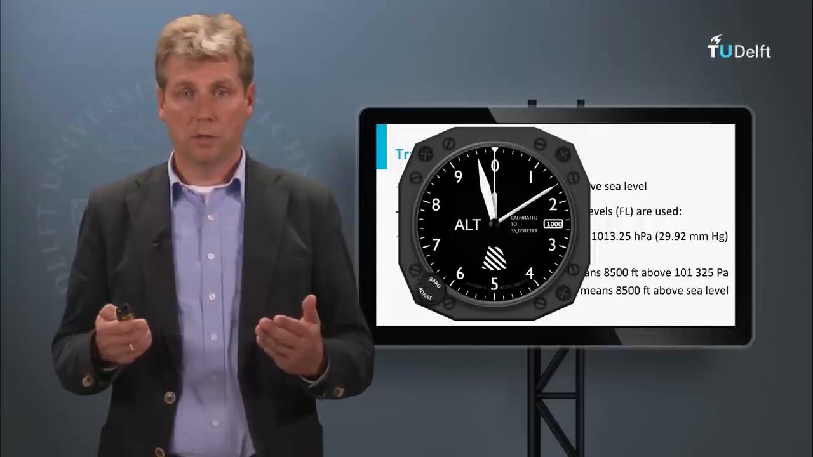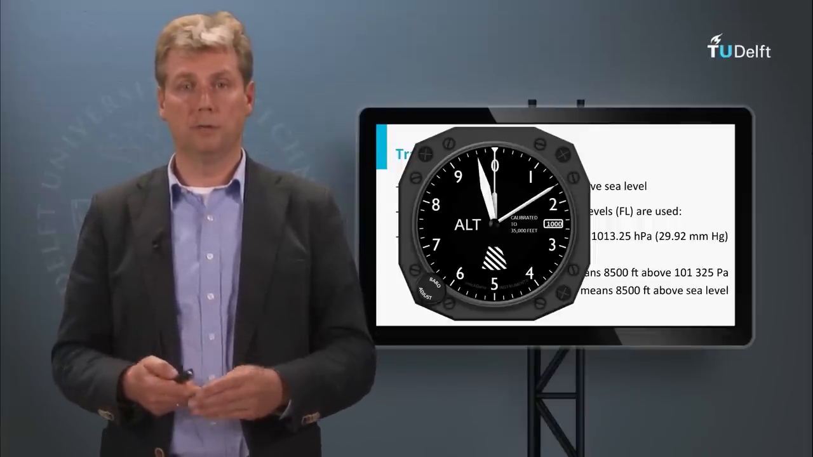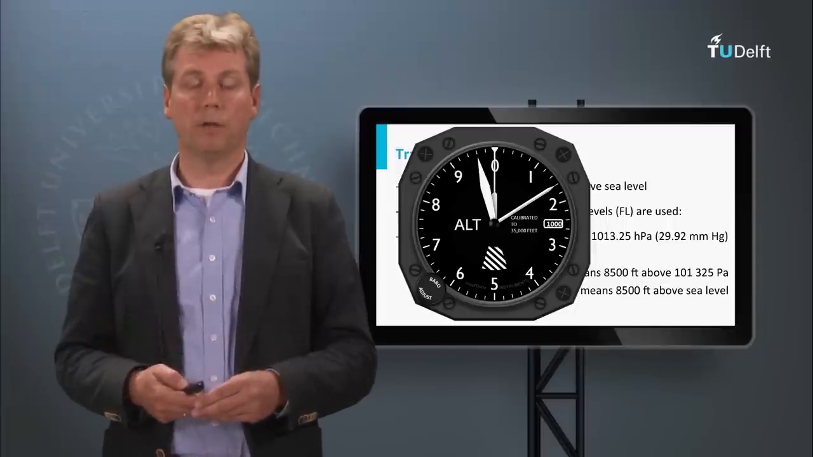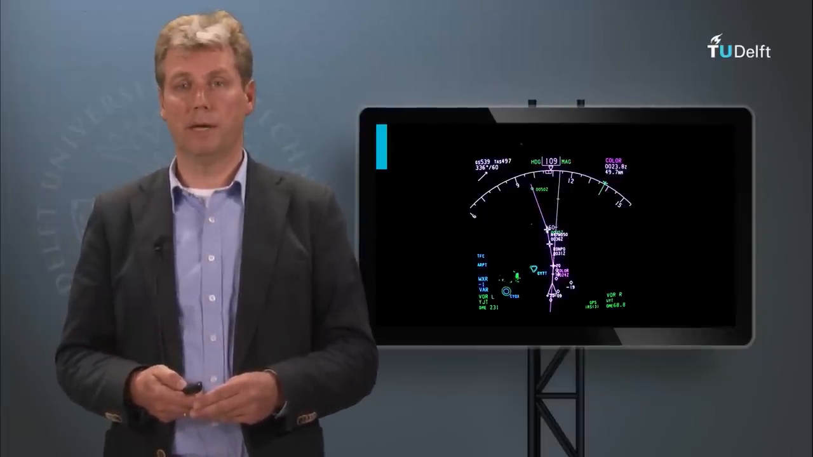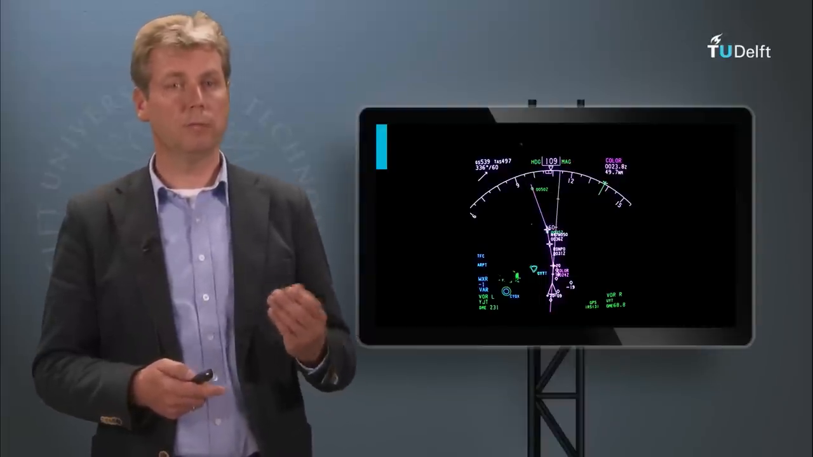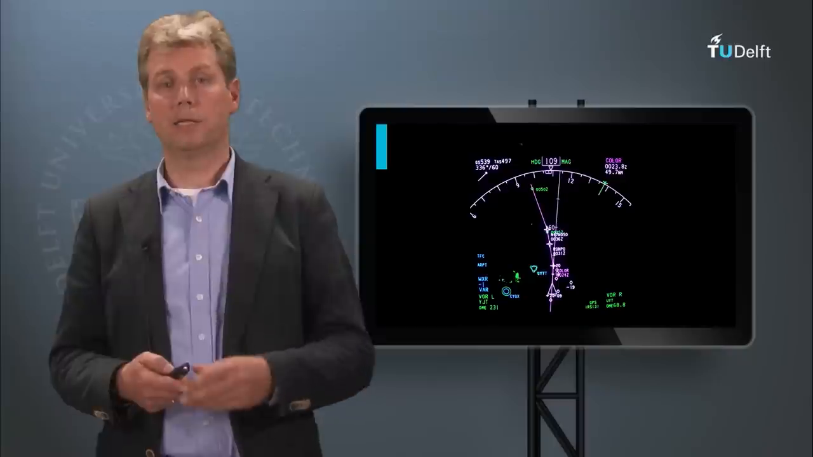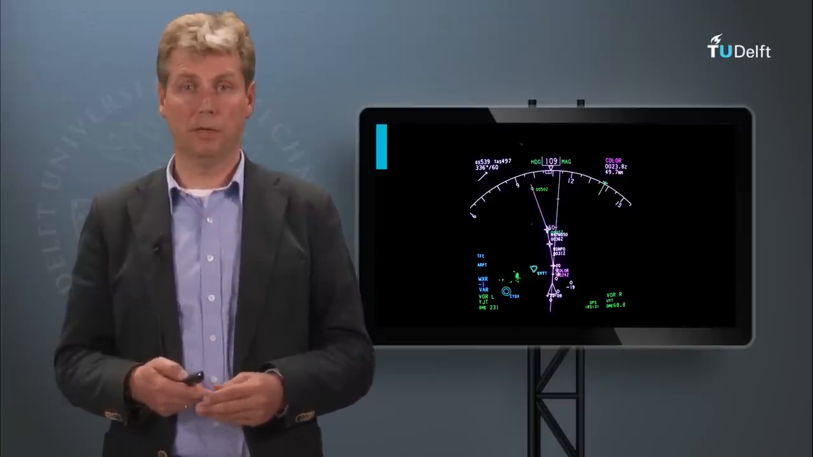So this is what we discuss for now about speed and altitude. But if we move from the primary flight display to the navigation display, we will see there might be some surprising effects also in what we show there. Let's start off with how we navigate in an aircraft.